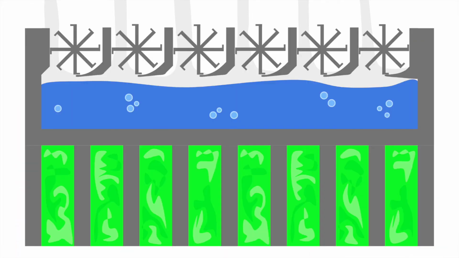In a nuclear reactor, the heat from the reaction is used to heat water. This water becomes steam and runs through a turbine which generates energy.